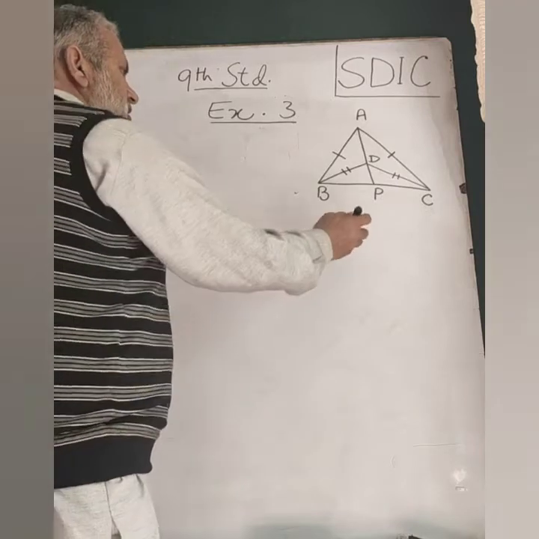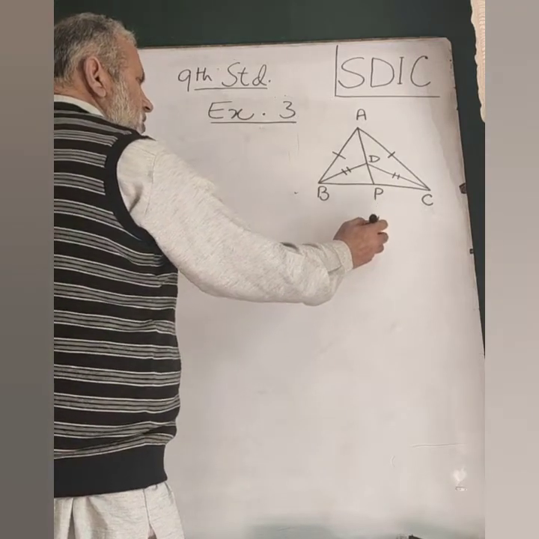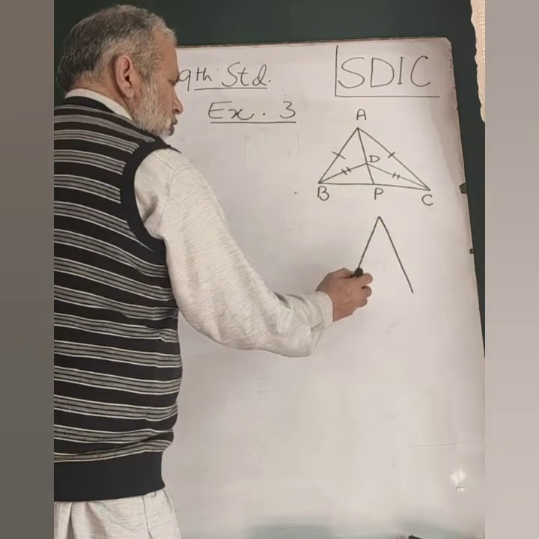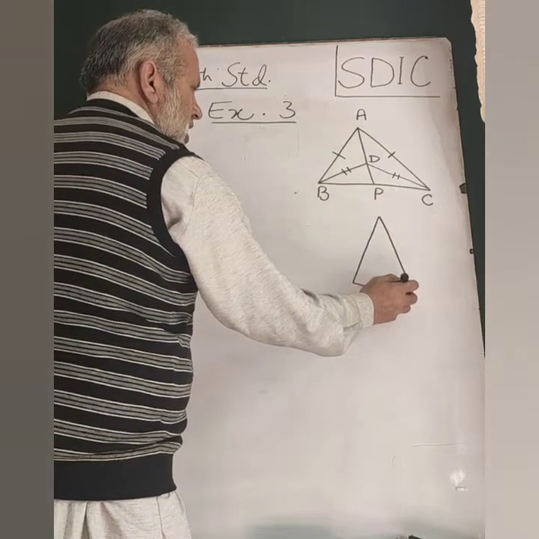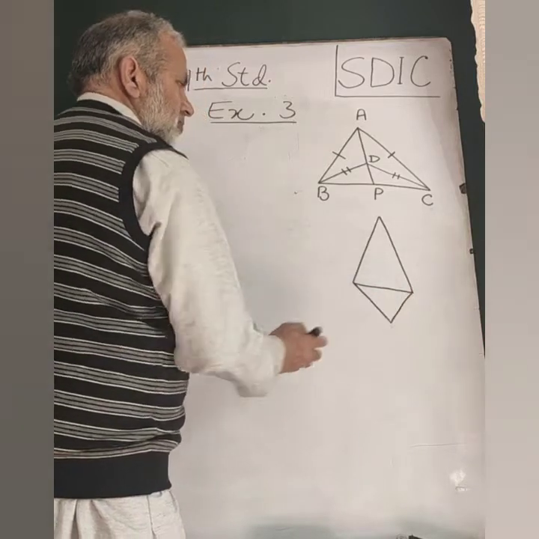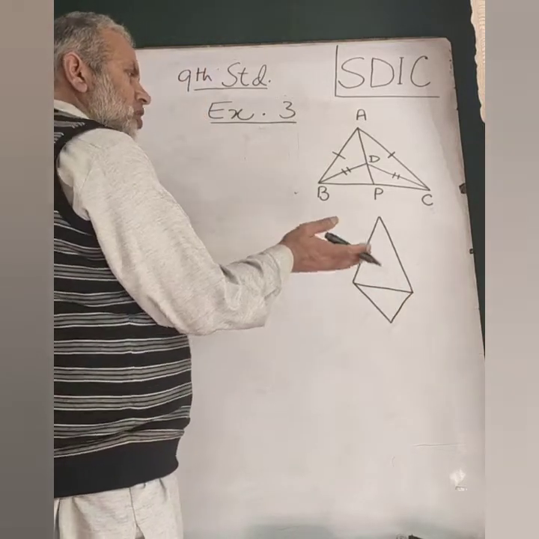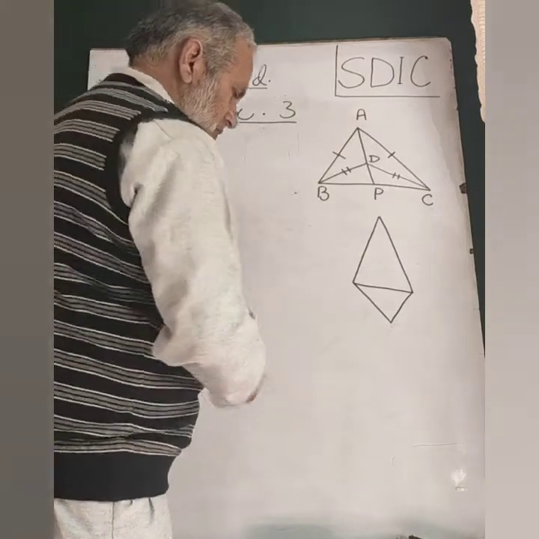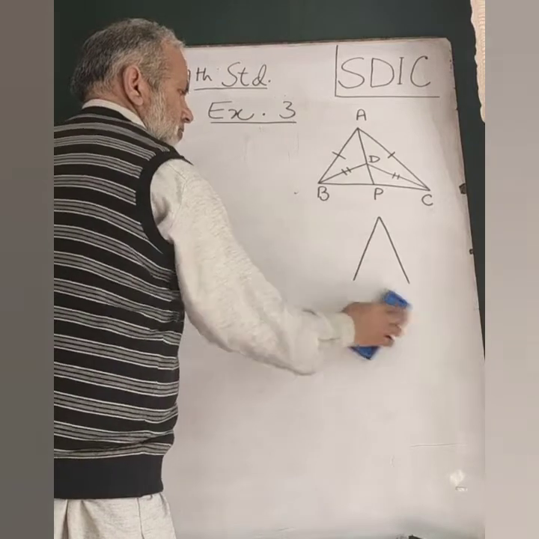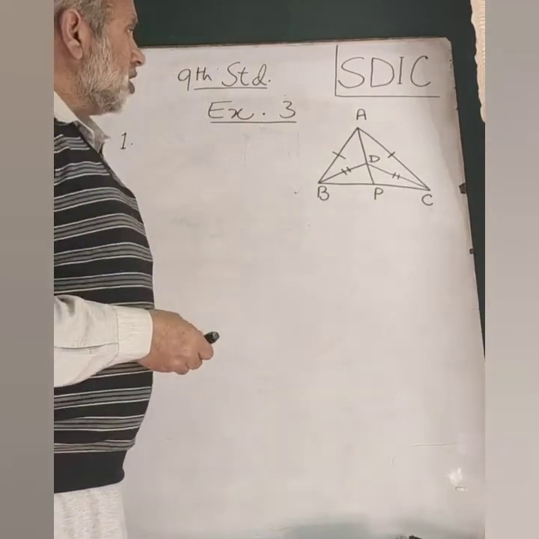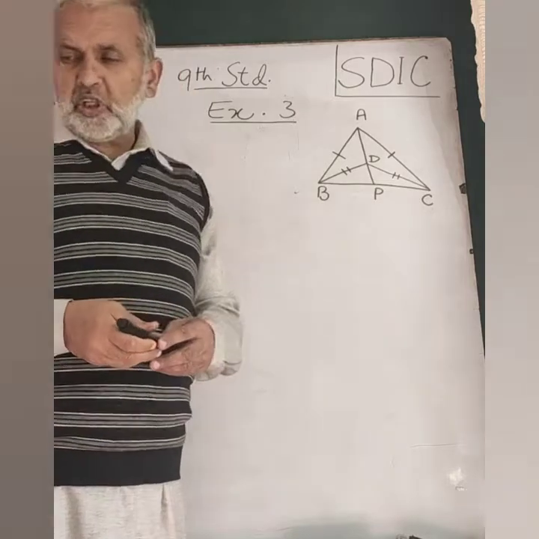In the previous exercise also we had a question of the same nature, but there the 2 triangles were on the opposite sides of the common side BC, like this. Here these are on the same side. So that is the difference. AB therefore is equal to AC, we know it. BD is equal to CD, we know it.